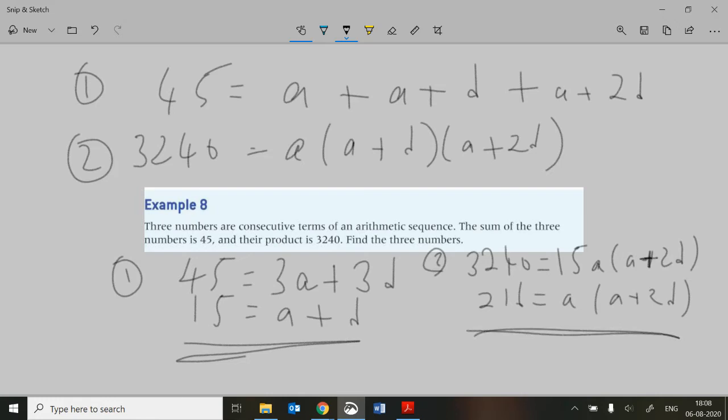I can substitute in, let's say, a is equal to 15 minus d, and substitute in for the a here. Thing is, I might actually just notice that here is another a plus d, but plus another d there. So that's the same as a plus d, which is 15, plus d. Okay, so I've just split that up into a plus d plus another d. And I knew a plus d was 15 already from over here. Okay, so now I've got 216 is equal to this.